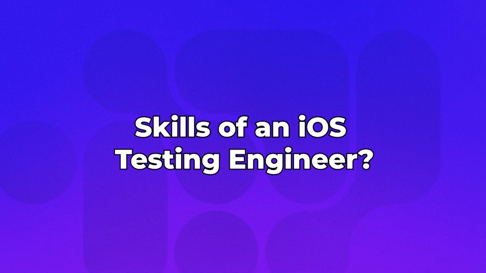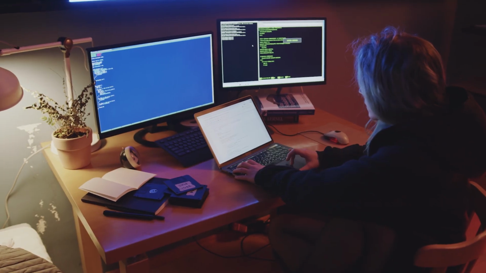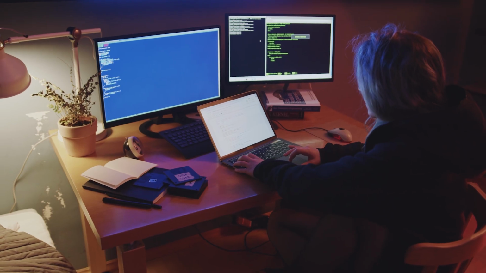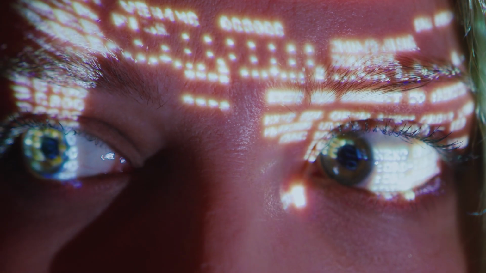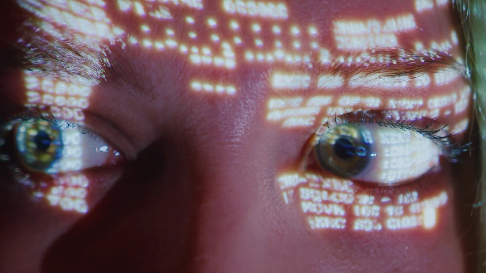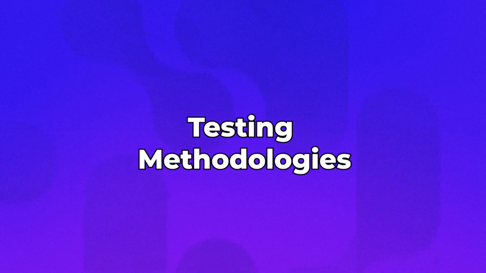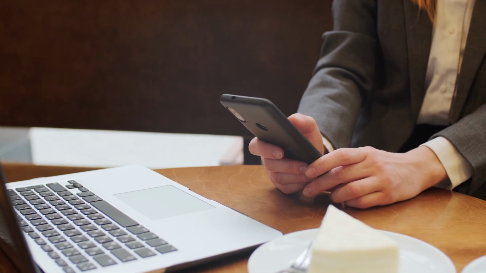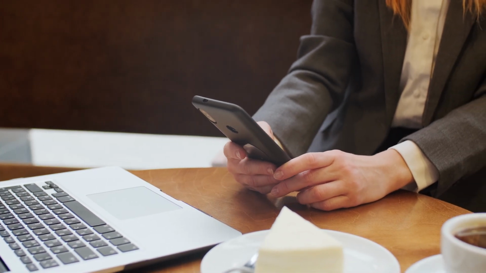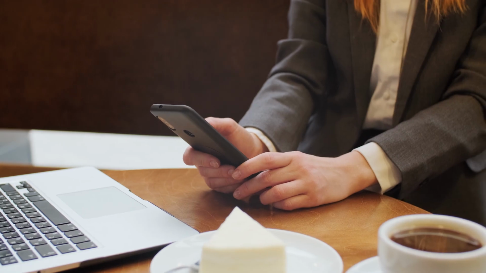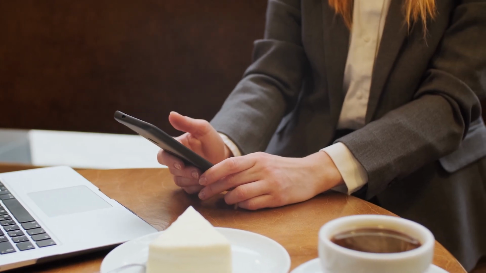Skills of an iOS testing engineer: programming proficiency. Mobile automation engineers need to be skilled in languages like Swift and Objective-C, which are essential for iOS development. Testing methodologies: they must understand different types of testing, including unit testing, integration testing, system testing, and regression testing.